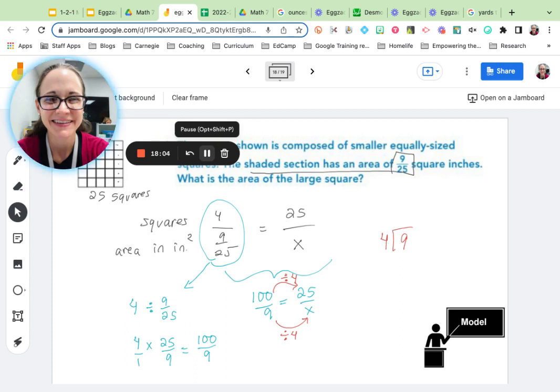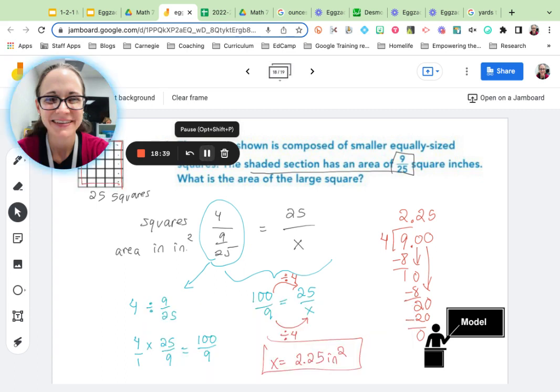Well, that's not hard. Let's figure it out. 4 goes into 9 2 times. And then let's bring down a 0. 4 goes into 10 2 times, 2 left over. Let's bring down a 0. 4 goes into 20 5 times with nothing left over. All right. So that tells us that x is equal to 2.25 square inches. In other words, the area of this entire square is equal to 2.25 square inches.